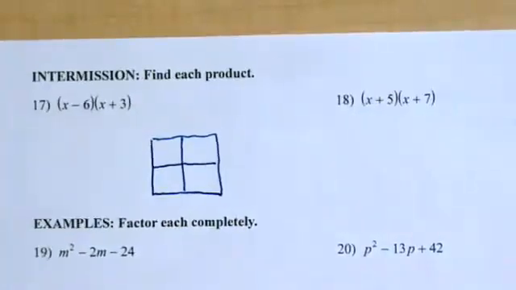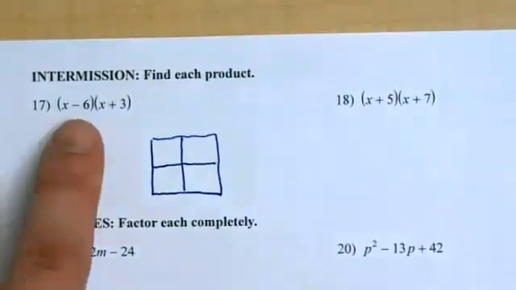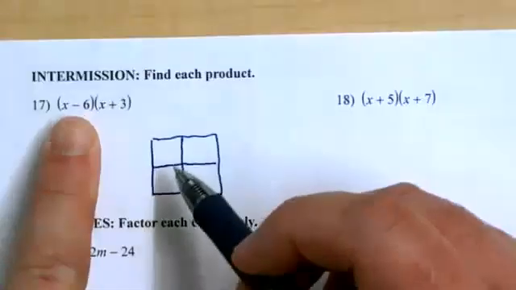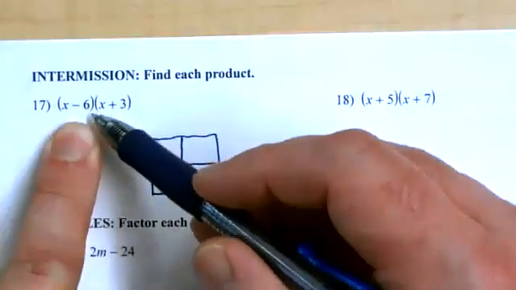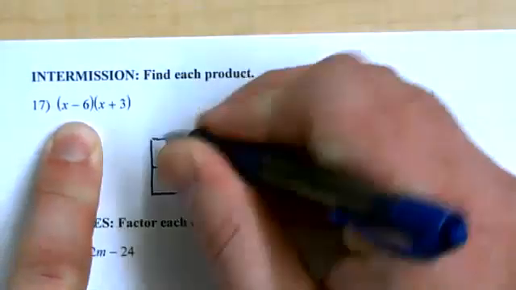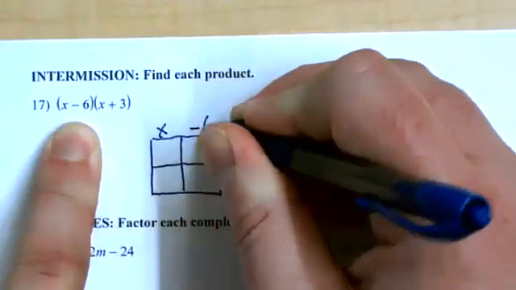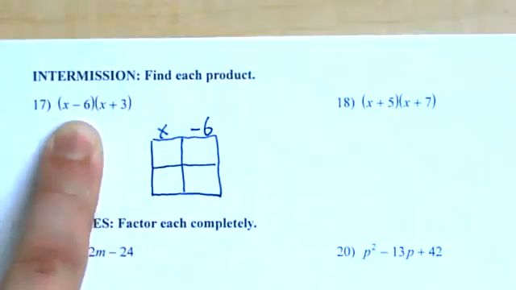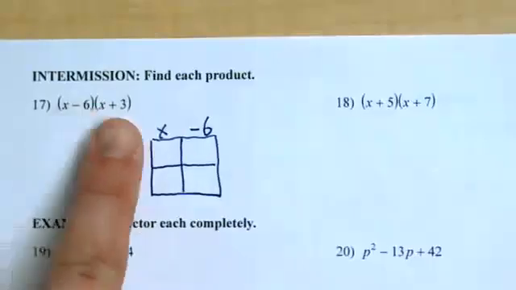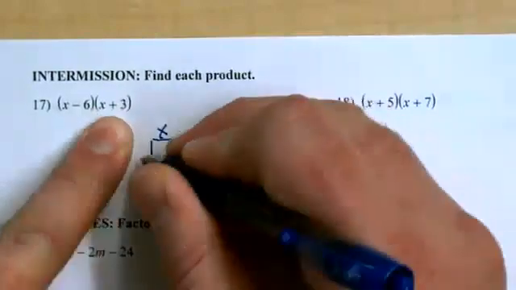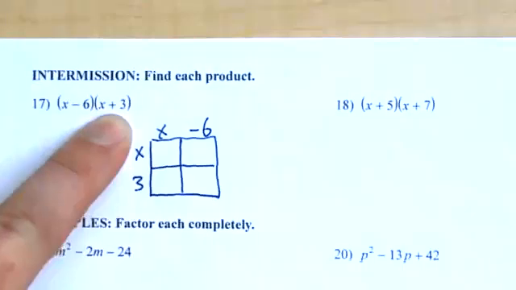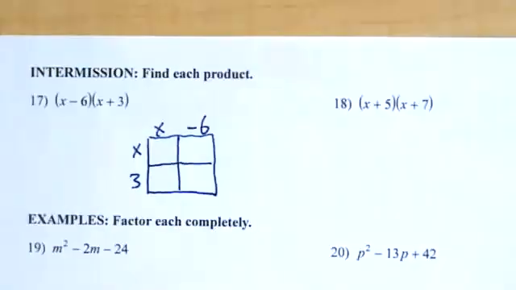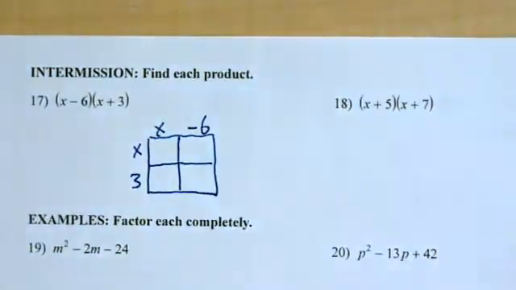So you draw a rectangle and you draw 4 little window panes inside. And we're going to basically be finding the area of this box. Now, the top of this box is going to have an x and a negative 6 in it. That's the dimensions of the top of my box. And the side of my box is going to have an x and a positive 3 in it. So we're just transferring the 2 things that we're multiplying into the dimensions horizontally and vertically.